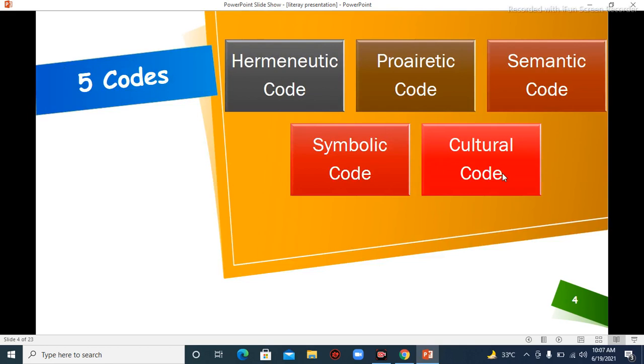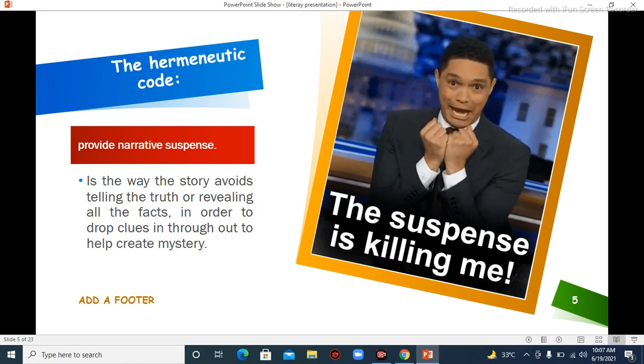What were the 5 codes? The first one is the hermeneutic code, which is related to suspense. The proairetic code, which defines the sequential elements of the play. Then come the semantic, symbolic, and cultural codes. First of all, we are going to have a look at the hermeneutic code.